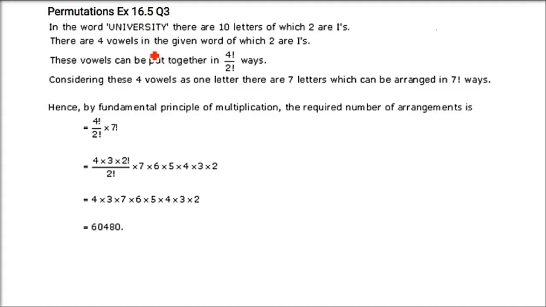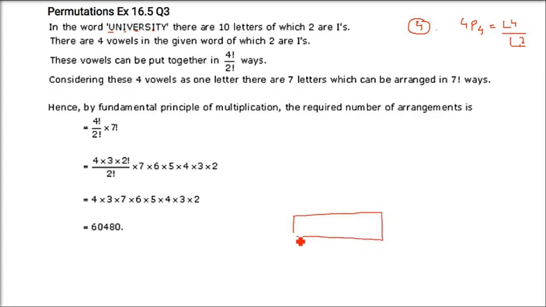How many words can be formed with the letters of the word university with the vowels remaining together? We have university. A, E, I, O, U are the vowels. So how many vowels are there? 4 vowels are there. 4P4 to arrange them. And since 2 are repeated, the I's, it is factorial 4 by factorial 2 for the vowels.